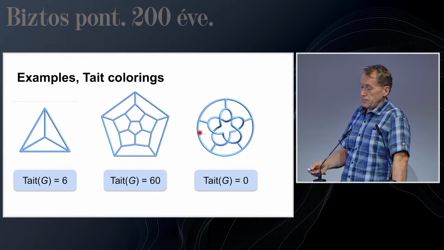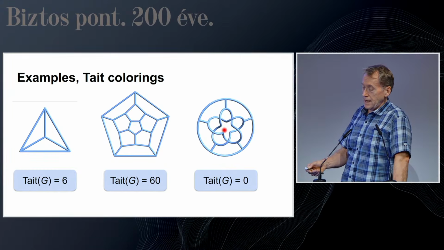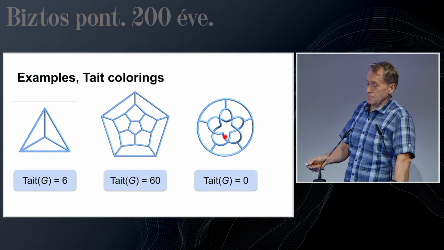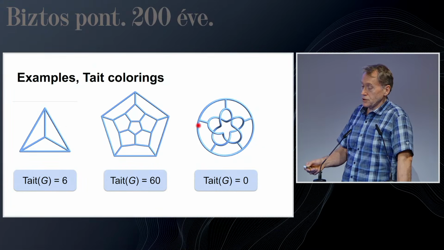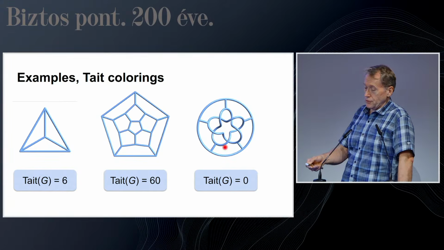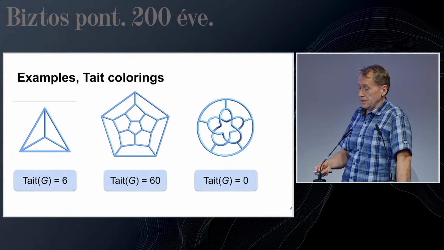And this is the Petersen graph. The Petersen graph, in graph theory, is a quotient of the dodecahedron by a free action of Z2. It has no Tait colorings. It's, in some sense, the smallest non-planar graph, but it has beautiful, interesting embeddings in the three-sphere.